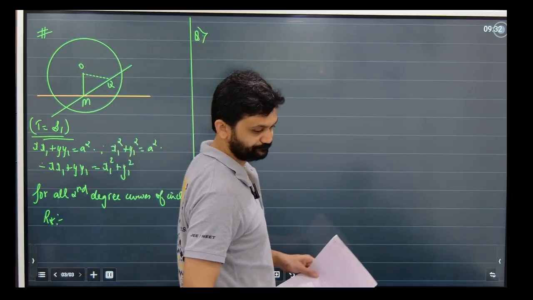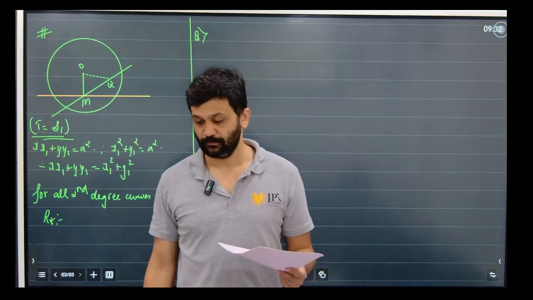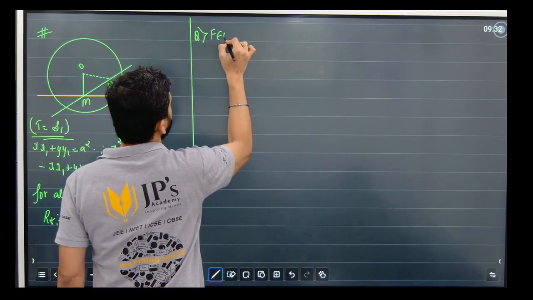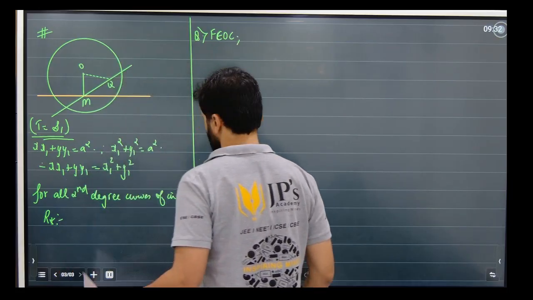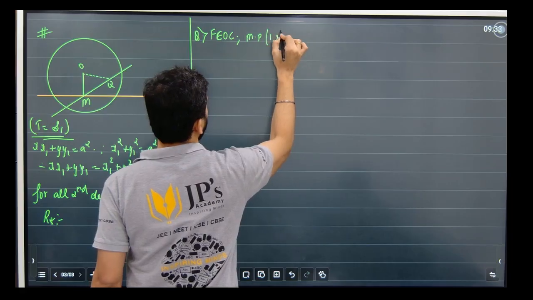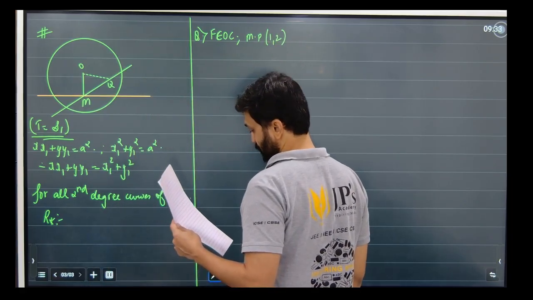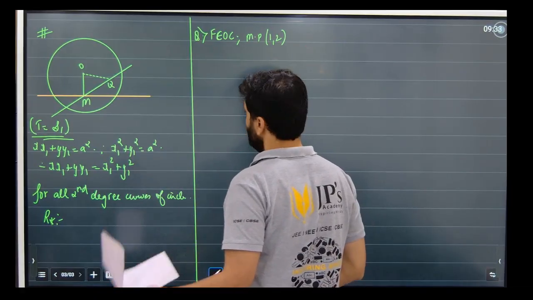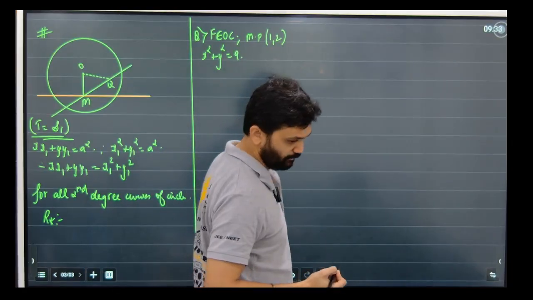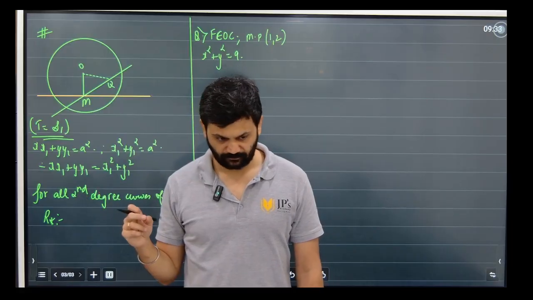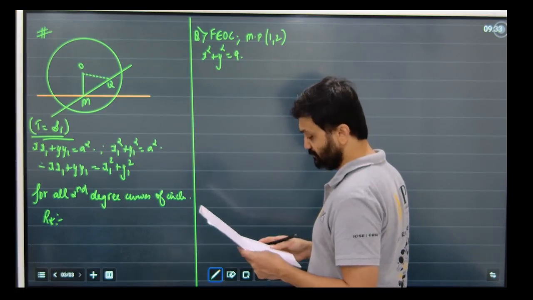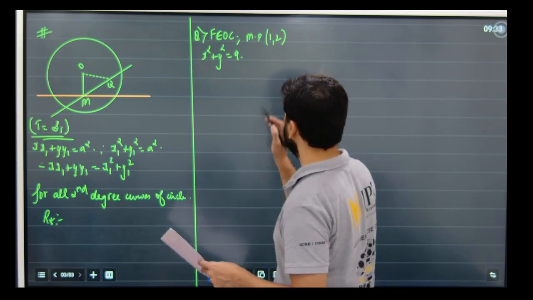Okay, write a question. Find the equation of the chord with middle point (1, 2) which lies inside the circle x square plus y square is equal to 9. Okay, so the middle point is given.